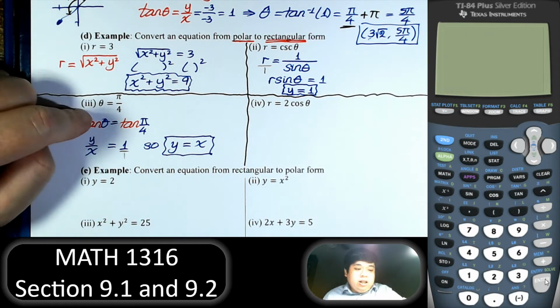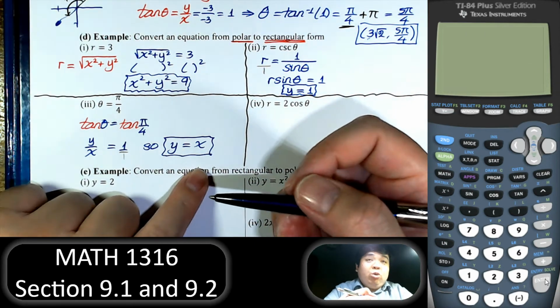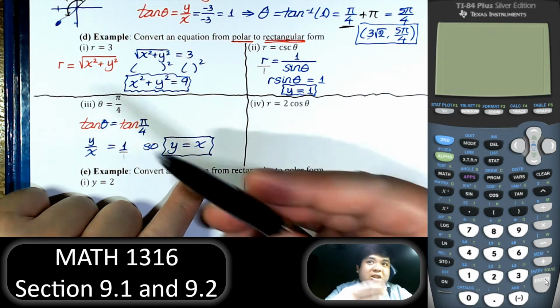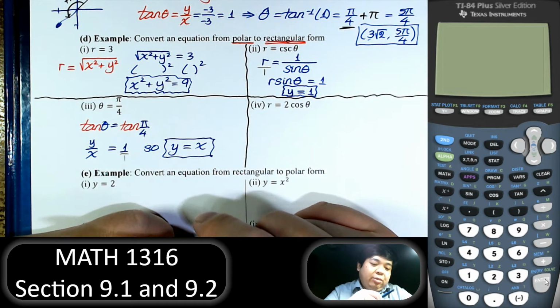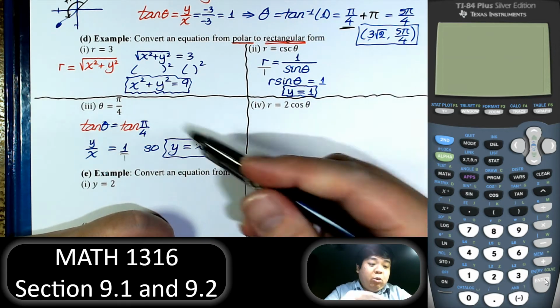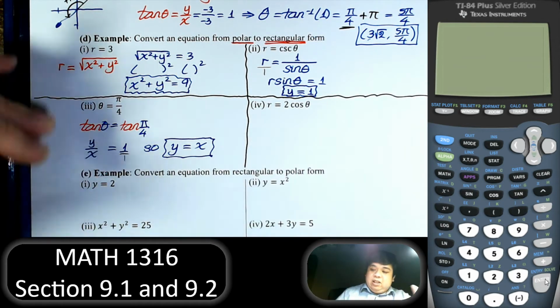So from that polar form, we can convert to rectangular form. If there's theta by itself, take tangent, because tangent is equal to y over x, and then we convert tangent equal to y over x nicely.